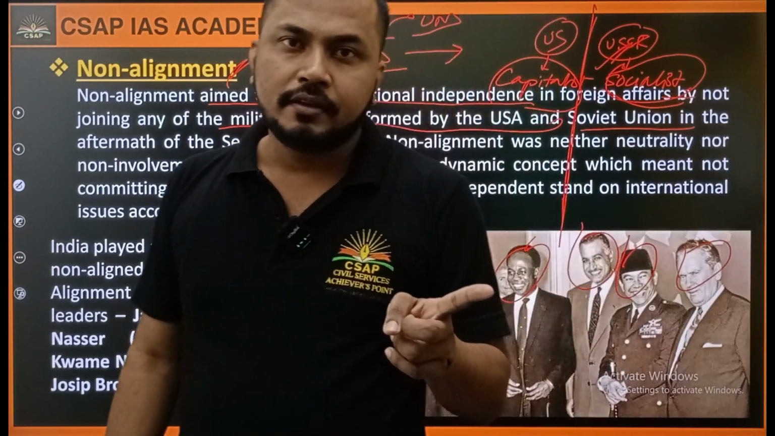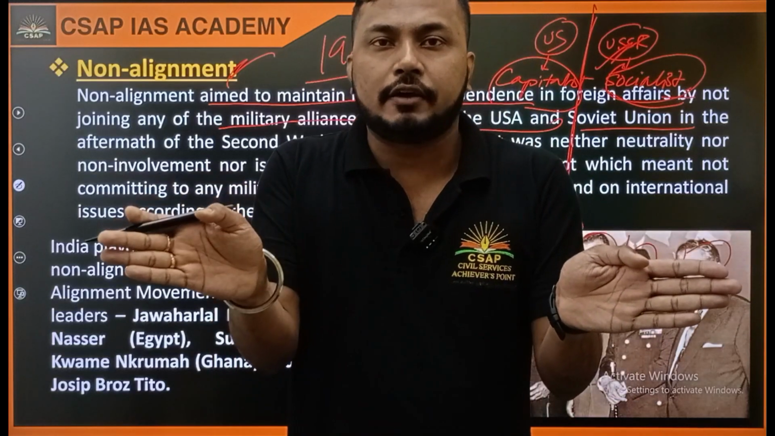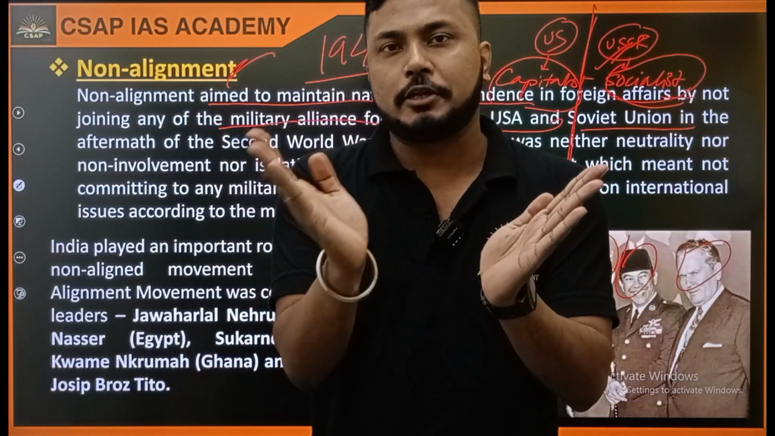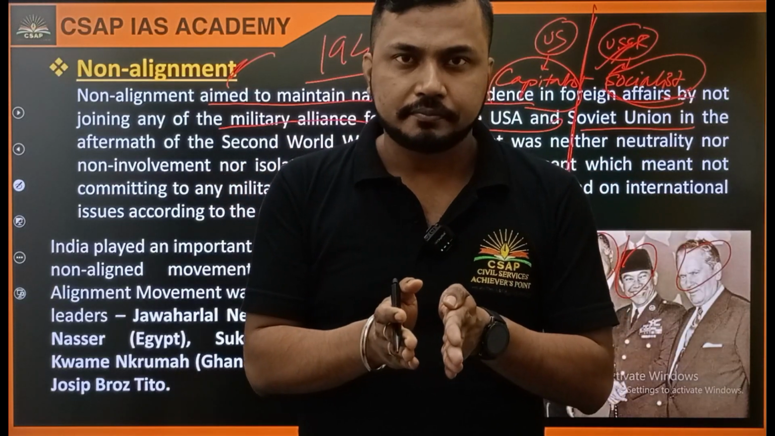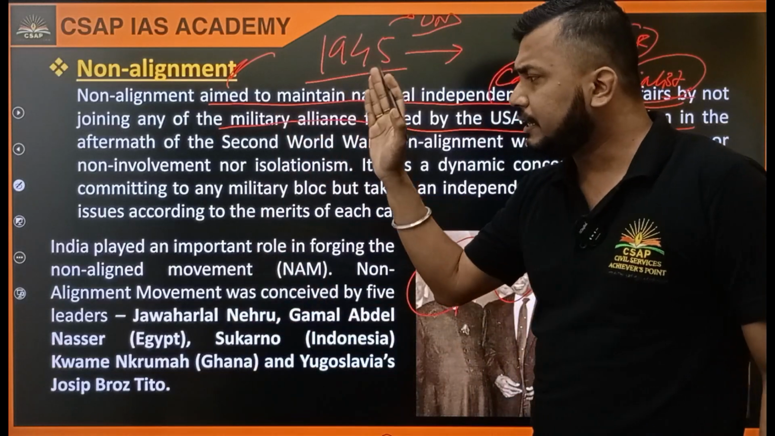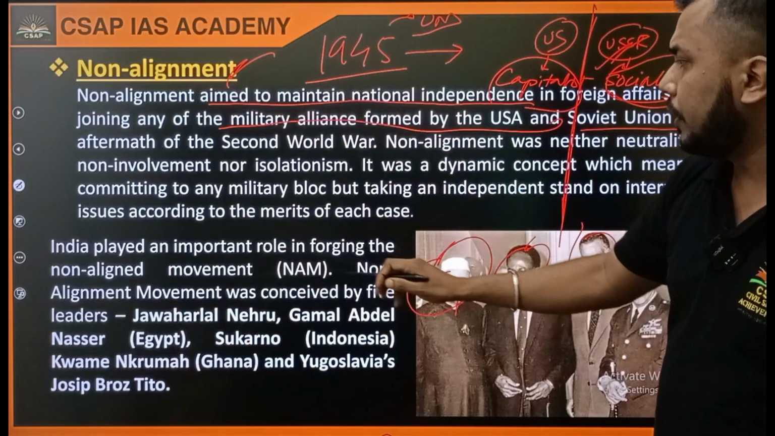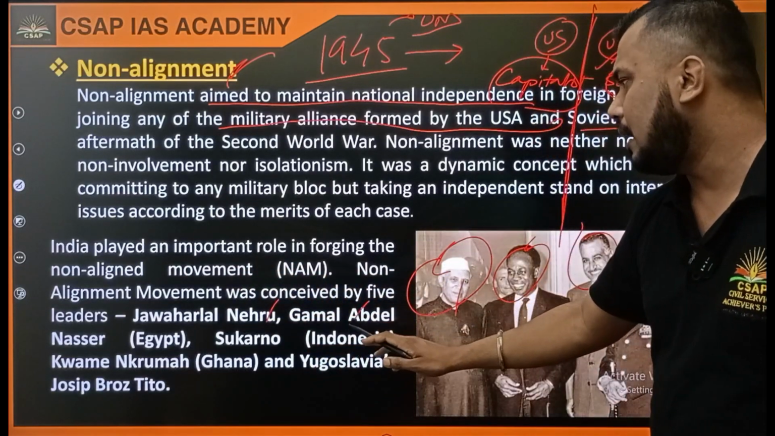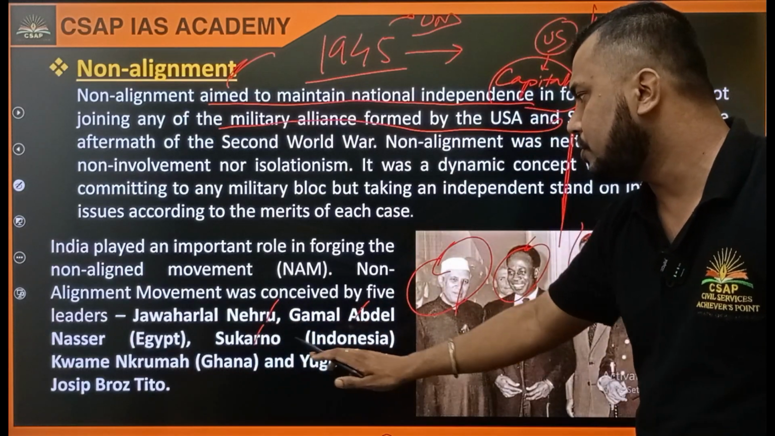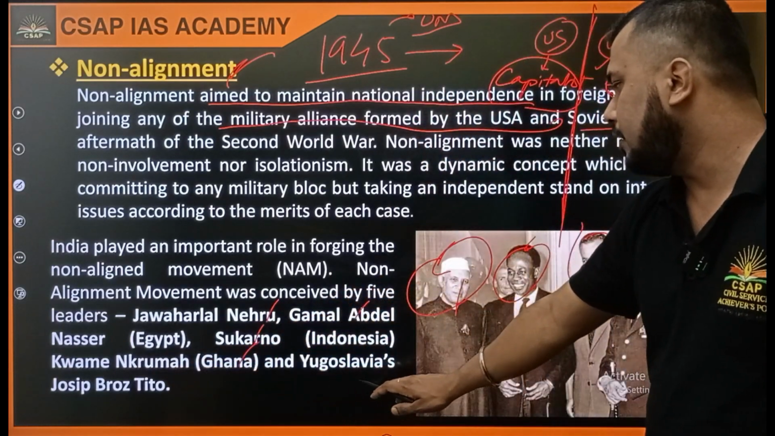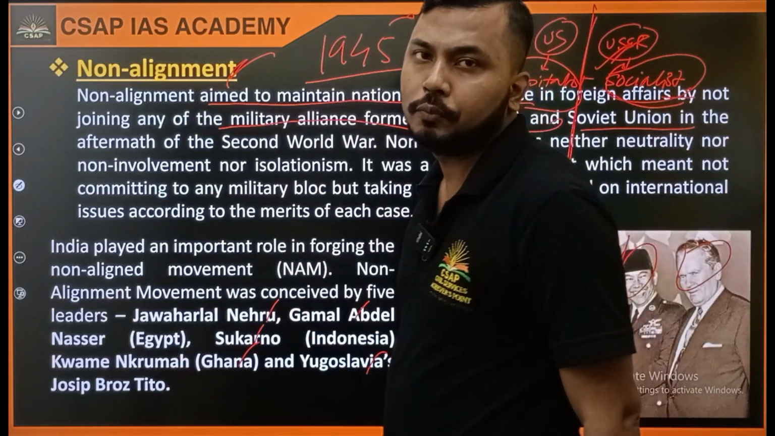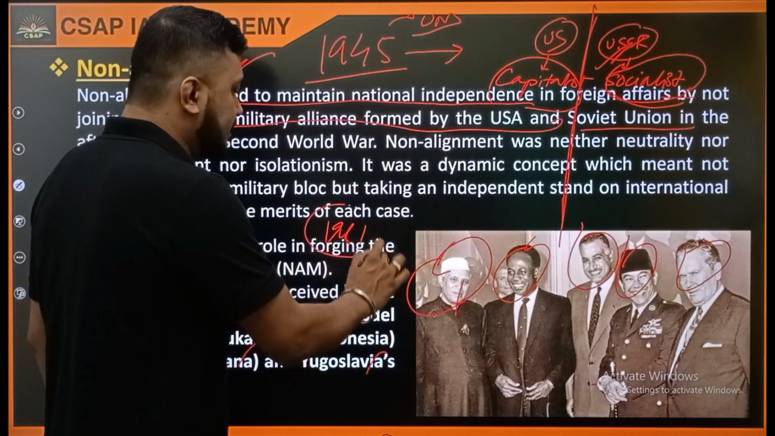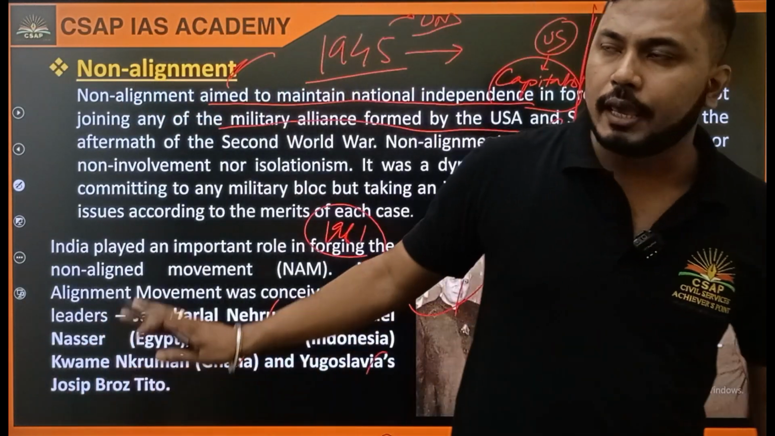What does non-alignment mean? I am not going to the side of the US nor to the side of the USSR. I am non-aligned. I will not support this one, nor will I support that one. I am totally non-aligned. So that is one of the core principles in association with the Non-Aligned Movement. India played an important role in forming the Non-Aligned Movement, and leaders like Jawaharlal Nehru, Gamal Abdel Nasser of Egypt, Sukarno of Indonesia, Nkrumah of Ghana and Yugoslavia's Josip Broz Tito. And the first Non-Aligned Movement conference in Yugoslavia was held in 1961.